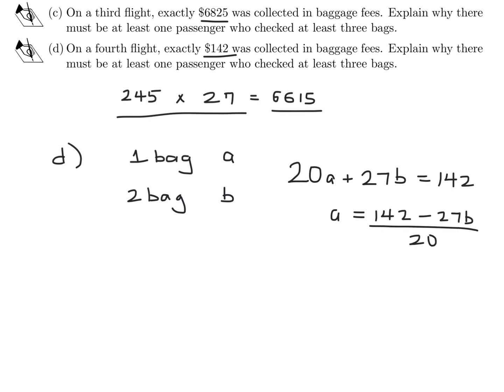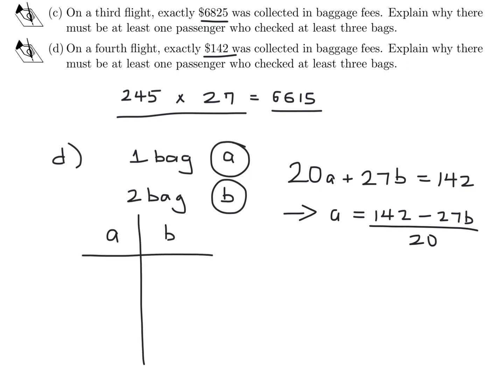Now remember, the number of people who check in 1 bag and the number of people who check in 2 bags is an integer, correct? So we have to basically find integer solutions to this equation. So I have A and B, and let's see what happens. So first I'll start putting values for B, and I think the lowest value is 0, right? Because it can't be negative. So 0 people. And when you do that, you get 7.1. So that's no good because A should be an integer. We need to find integer solutions.